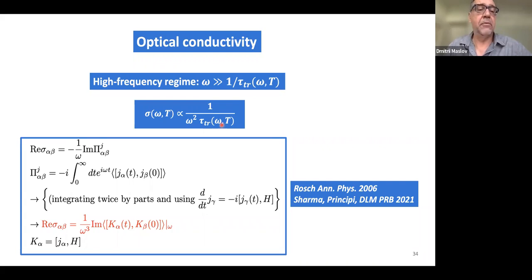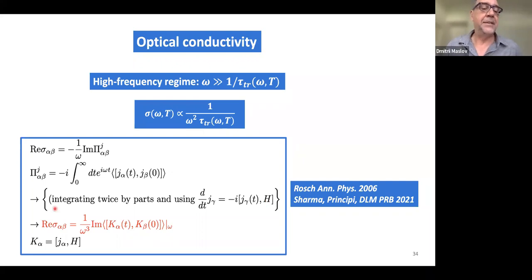I will start with the Kubo formula, which relates the real part of the conductivity to the imaginary part of the current-current correlation function. But instead of doing diagrams as we normally do, I will use a trick which was invented by people who work in memory matrix formalism, and in particular by Arkin Roche. You start with this correlation function, which contains an integral over time, and you integrate over time twice. That gives you a factor of 1/ω², and you replace the derivatives of the current under the correlation function by the commutator of the current with the Hamiltonian, which is the exact equation of motion.